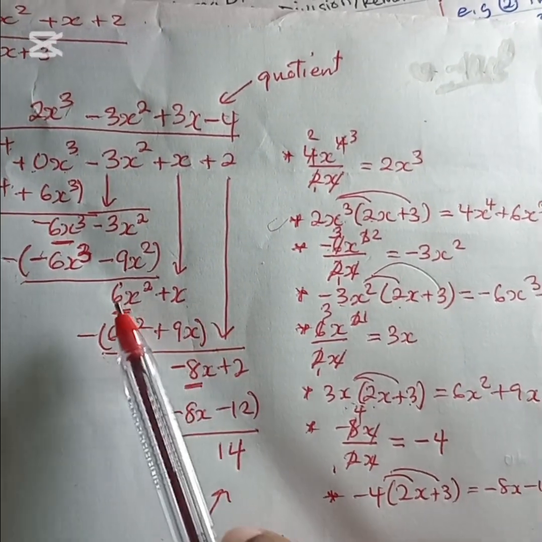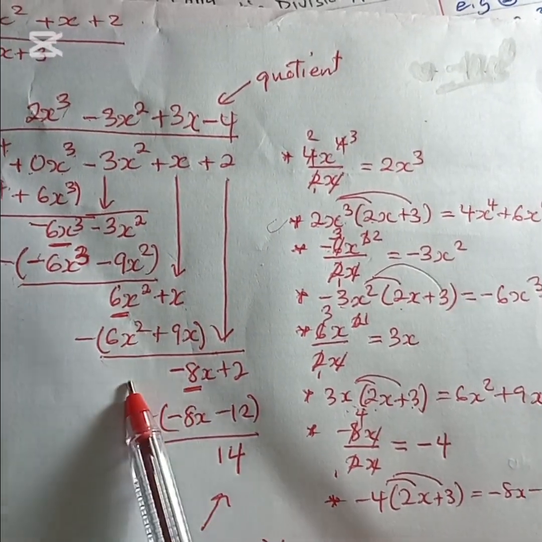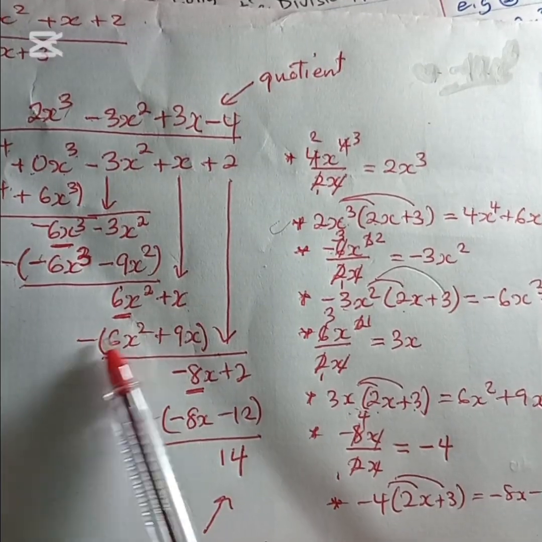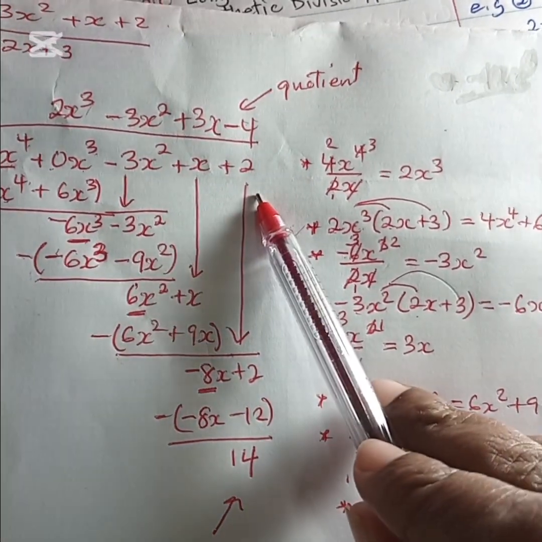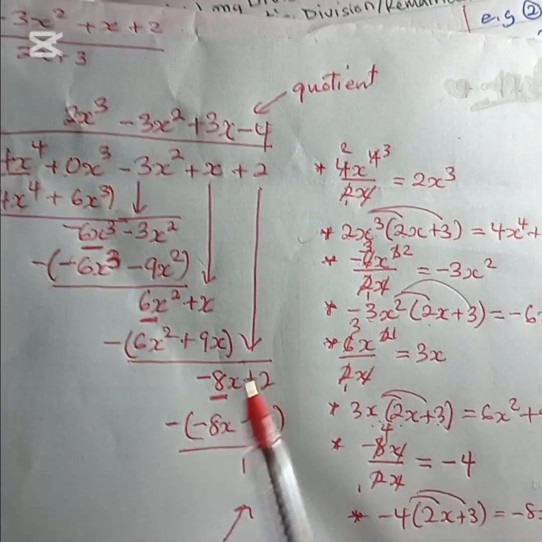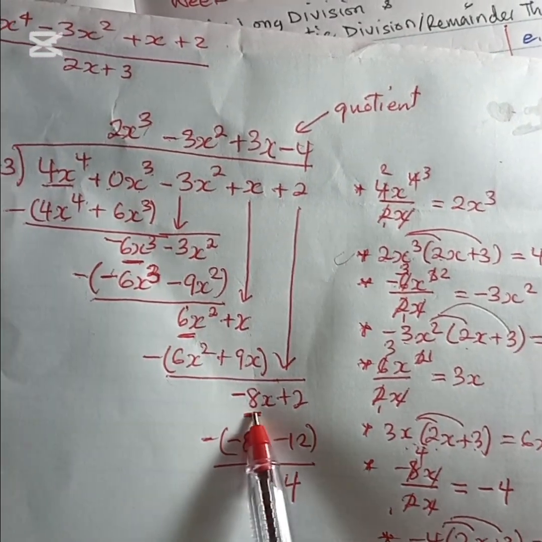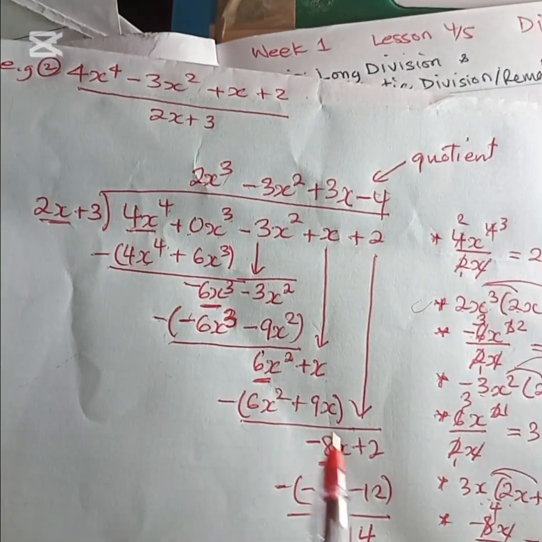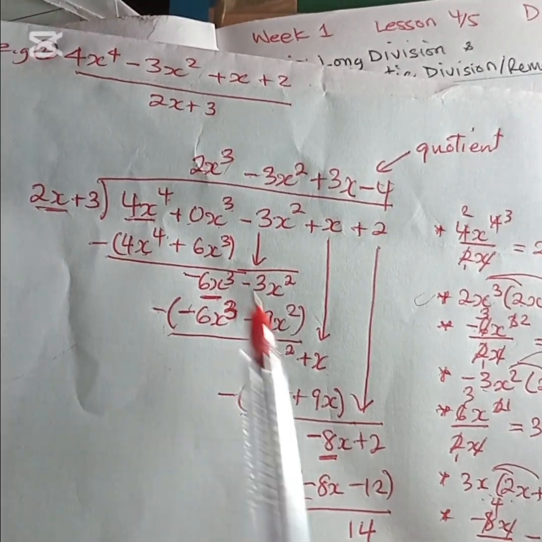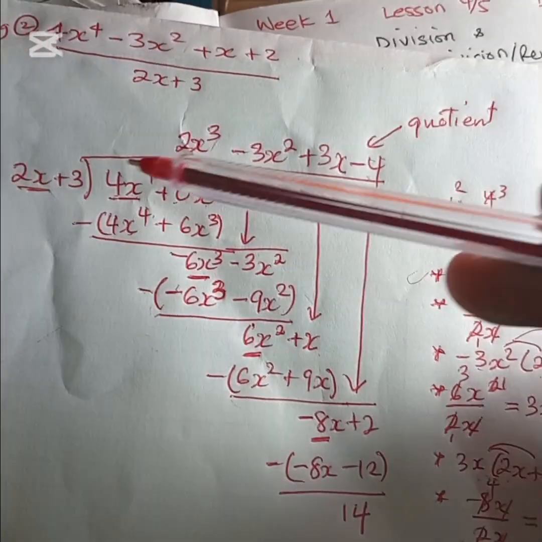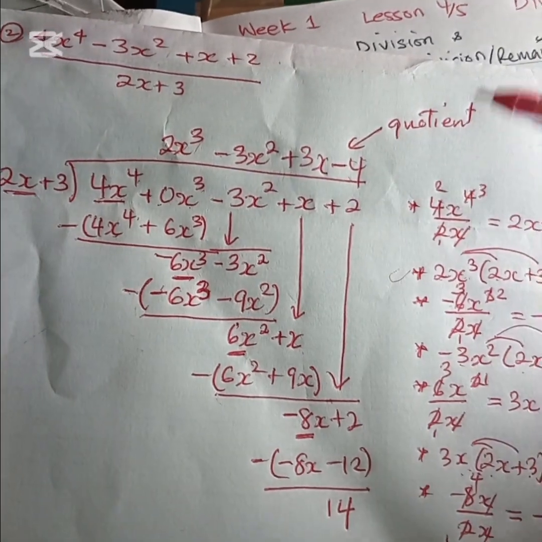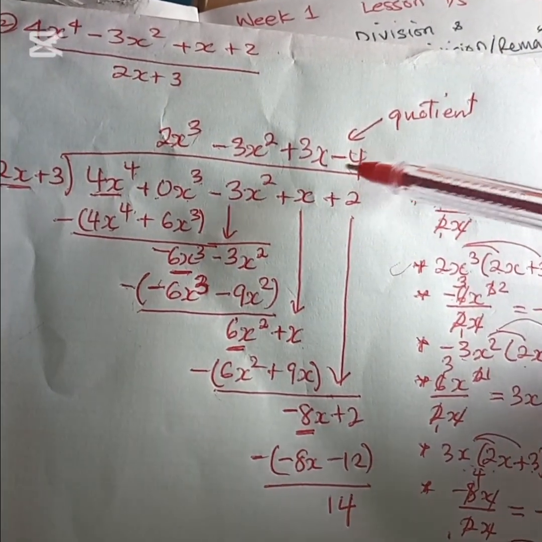And we subtract. 6x squared minus 6x squared is 0. And x minus 9x is negative 8x. And we finally bring down 2. Again, we divide leading term by leading term. Negative 8 divided by 2 is a negative 4. And x divided by x is 1. So it's just negative 4.